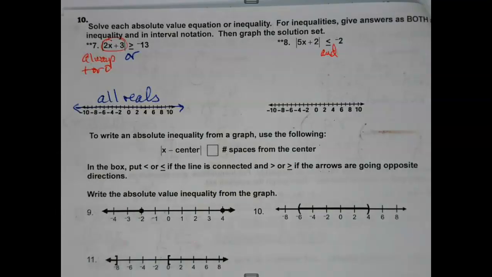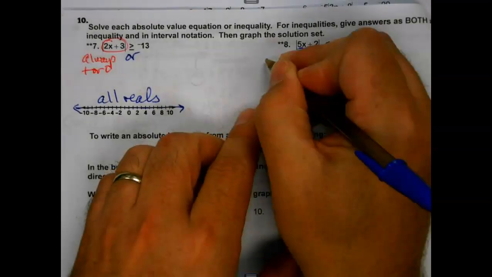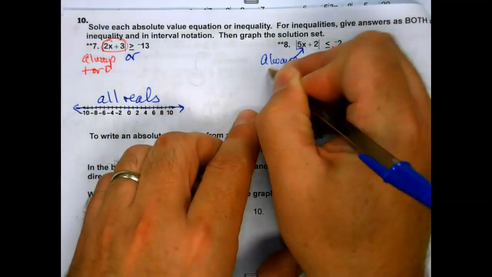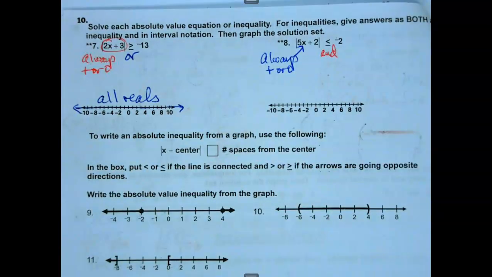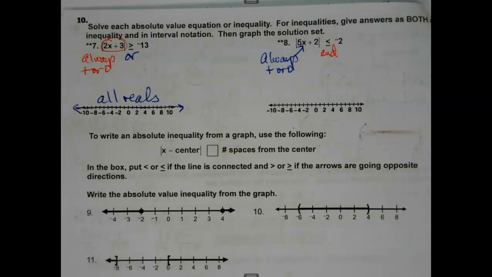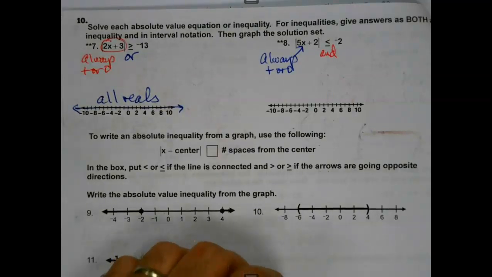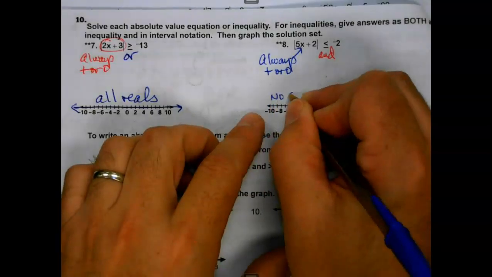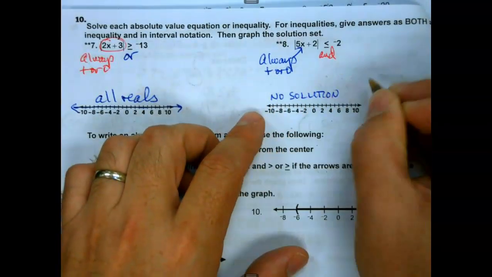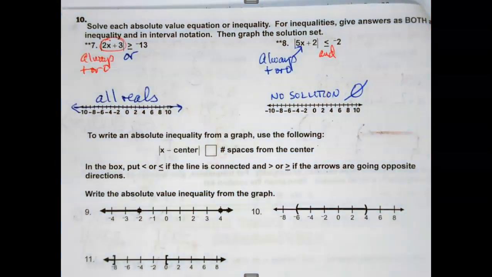This is an and. It's exclusive. Now, this is still always positive or 0. So let's think that through. If this is 0, is 0 less than or equal to -2? Nope. Is any positive number less than or equal to -2? Nope. Nothing is. Nothing's going to work. So this one, you can write a couple of things. You could put no solution.